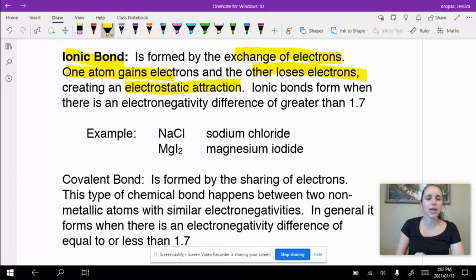So examples of ionic bonds, here we have NaCl, that's sodium chloride. Here we have MgI2, magnesium iodide. We know they're ionic compounds one of two ways: either the electronegativity difference is greater than 1.7, or ionic compounds are always metals and nonmetals. So for example, sodium chloride, sodium is a metal, chlorine's a nonmetal. Magnesium iodide, magnesium's a metal, iodine's a nonmetal, and so on.